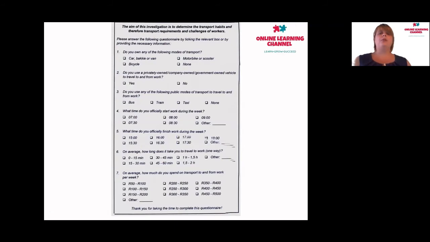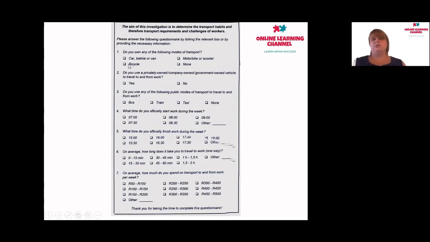This is just an example of a questionnaire. So the aim of this questionnaire, there it says, is what they want to find out, the investigation that they're busy with. It's about transport and challenges for workers. Here are your instructions: please answer the following questionnaire by ticking the relevant box or by providing the necessary information. So they tell you exactly what they want from you. Do you own any of the following modes of transport: car, bicycle, motorbike, or none? So that it's a very clear closed-end question.